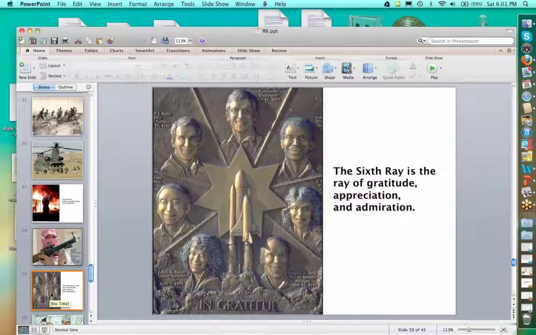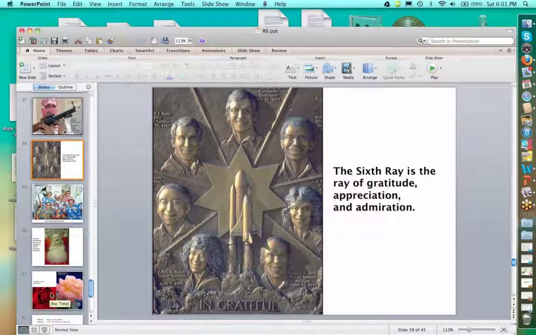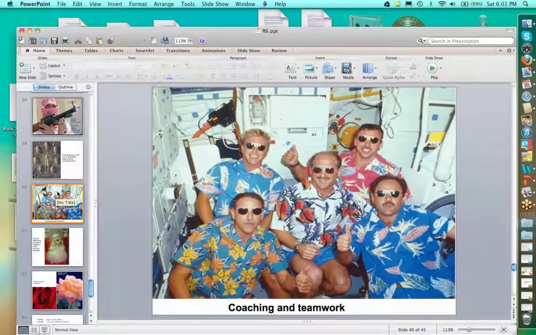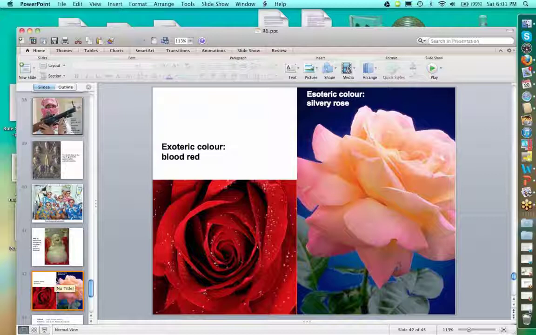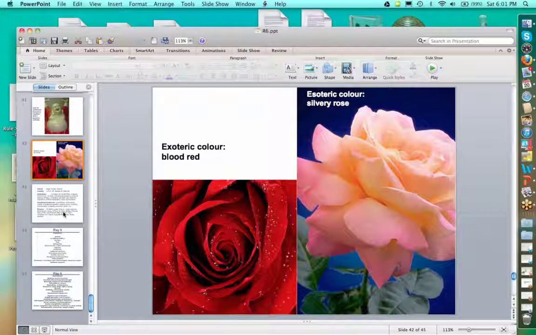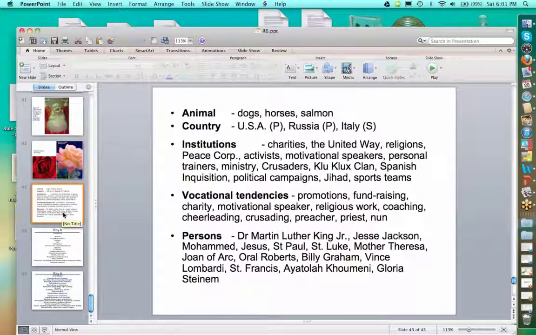Now, it's also the ray of gratitude, appreciation, and admiration. Upliftment through coaching, through teamwork, through being buoyant and laughing and positive attitude. Sixth ray personalities are a lot of fun because they are full of life. So the salmon is in here as an animal because it's so determined to go to its goal. It'll fight and go upstream and get thrown on the rocks and almost get killed.